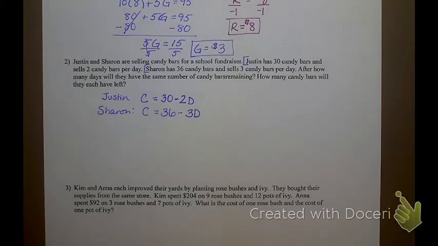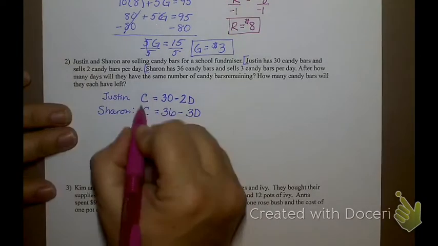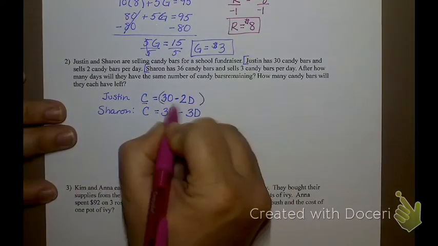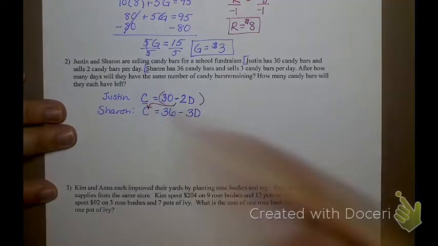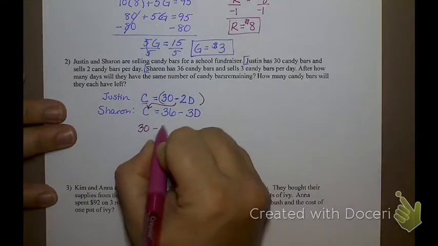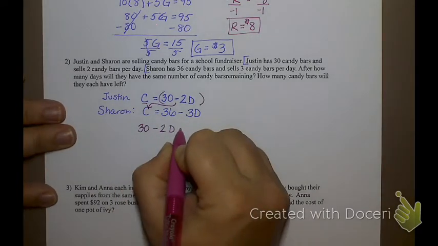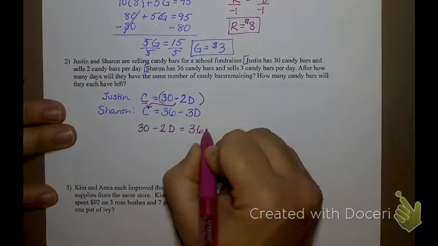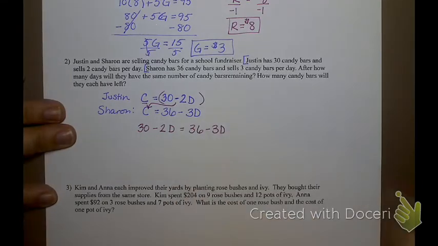Do I want to use elimination? I could, but it's set up already for what? Substitution. Because if C equals this, then I can plug this in for C there, can't I? So let's see. 30 minus 2D is equal to 36 minus 3D.